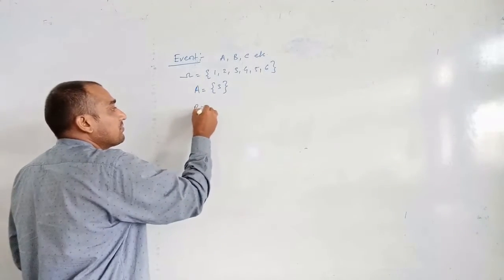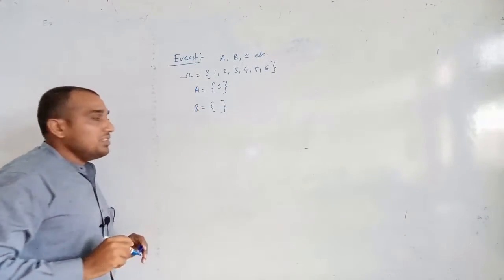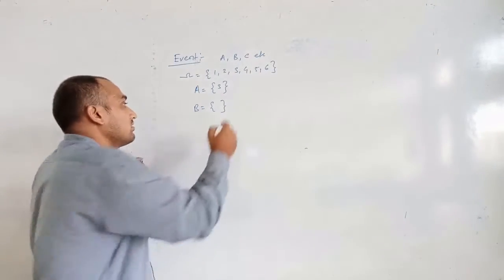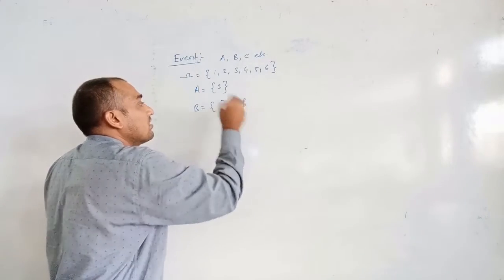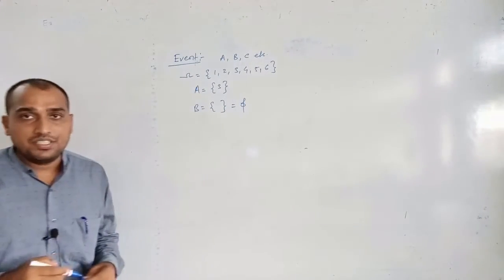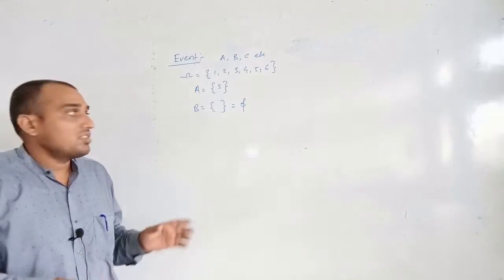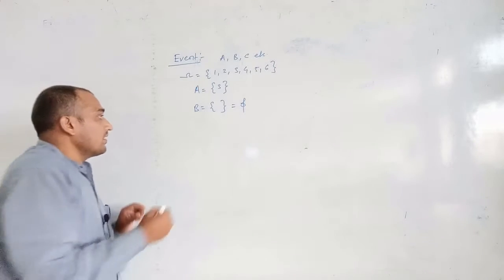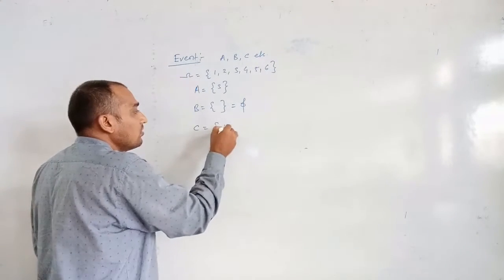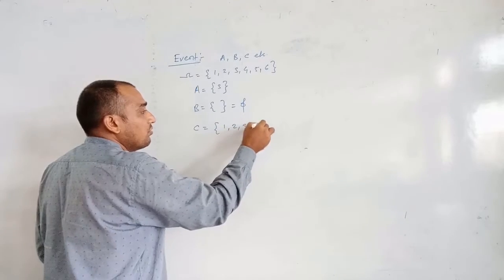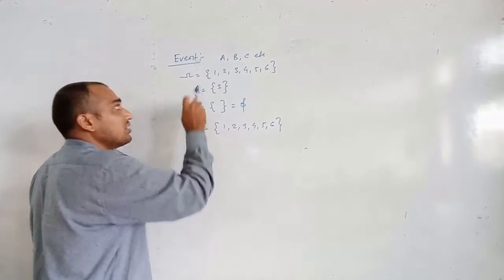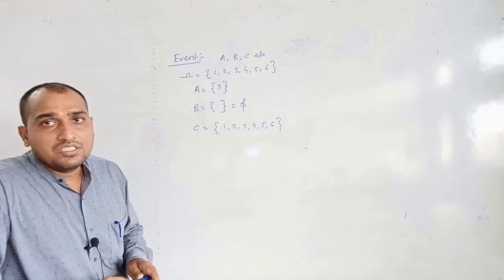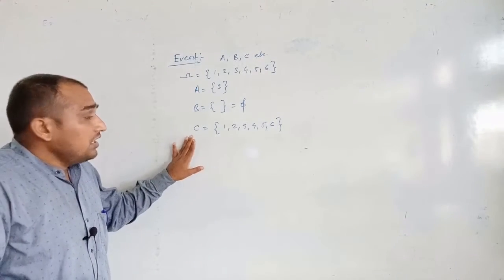If I write B, the empty set, is B a subset? You know the empty set is always a subset of any other set. So that's why this is also an event. If I write C as 1, 2, 3, 4, 5, 6, is C a subset of omega? Yes, it contains all the elements from the sample space. That is why this is also an event.